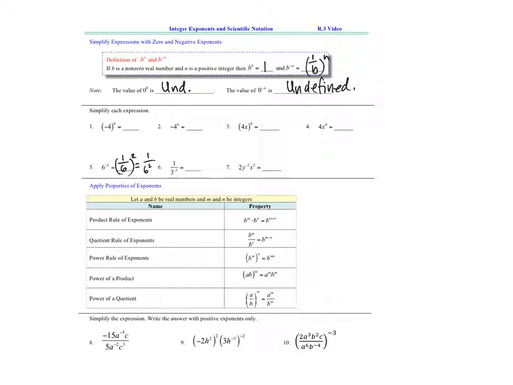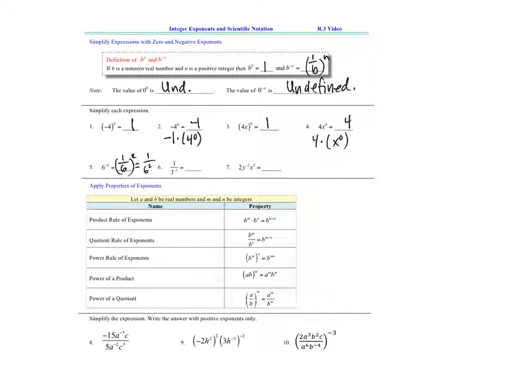All right, negative 4 to the 0. Anything to the 0 is 1. Here, this would be negative 1 times 4 to the 0. So negative 1 times 1, that would just be negative 1. Anything to the 0 is 1. But then this one, the only thing being taken to the 0 power is just the x, so it would be 4 times 1, which is 4.